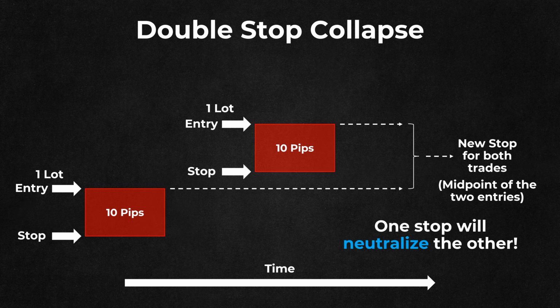The double stop collapse consists in moving both stop loss orders to the midpoint of the two entries. Let's say that the market turns against you and hits that stop. You'll make a loss in the upper trade and a profit in the lower trade. And since they are equal, you will break even.